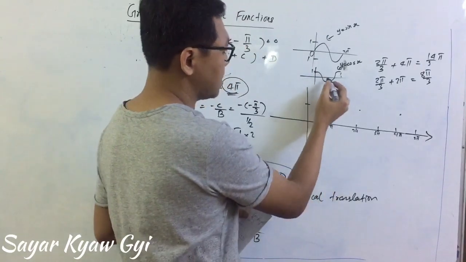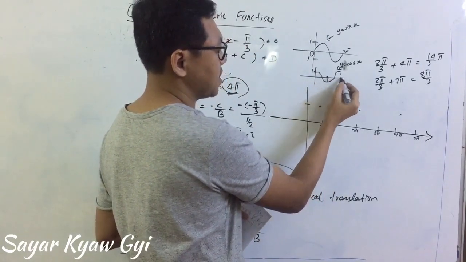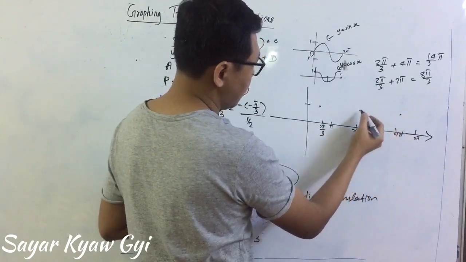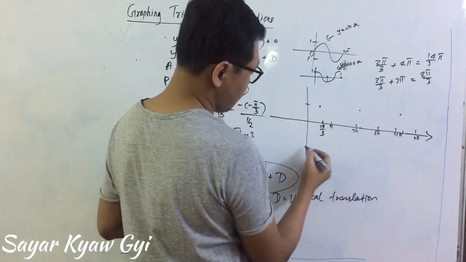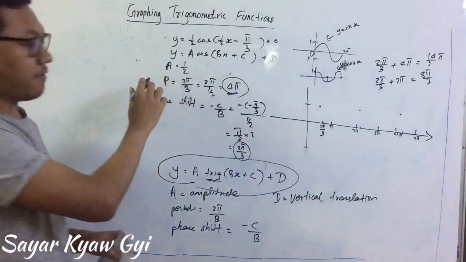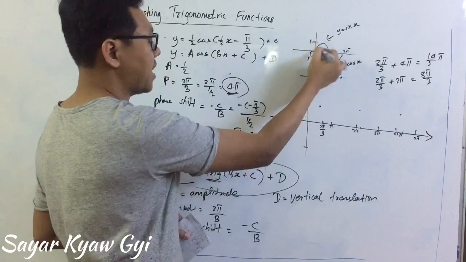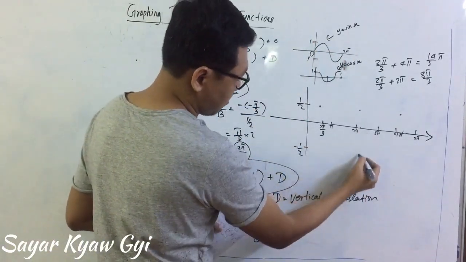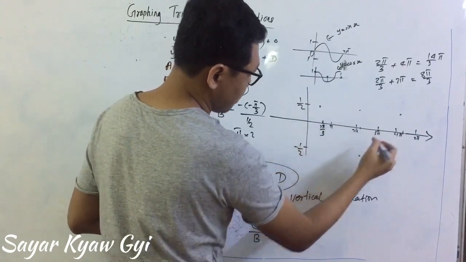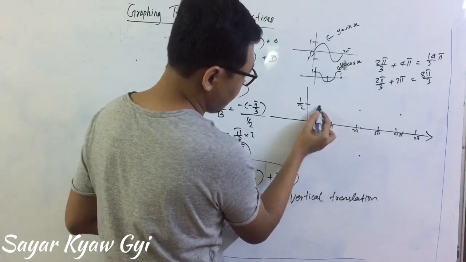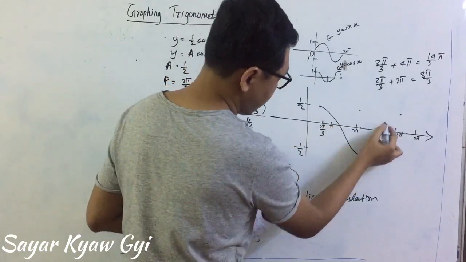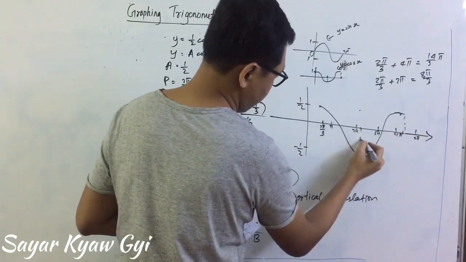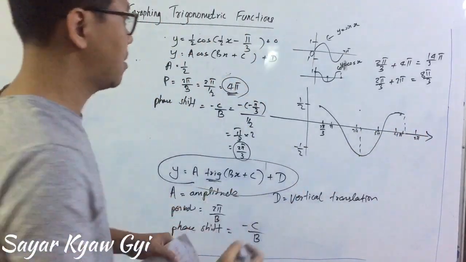Okay, so we have to draw exactly like this. This is the half, this is the end, right? So the end is here, and the half is here. So this is the amplitude. The amplitude is half, so we draw it as half. Okay. So it will go here. Then it should be this. That's it. That's how we draw.